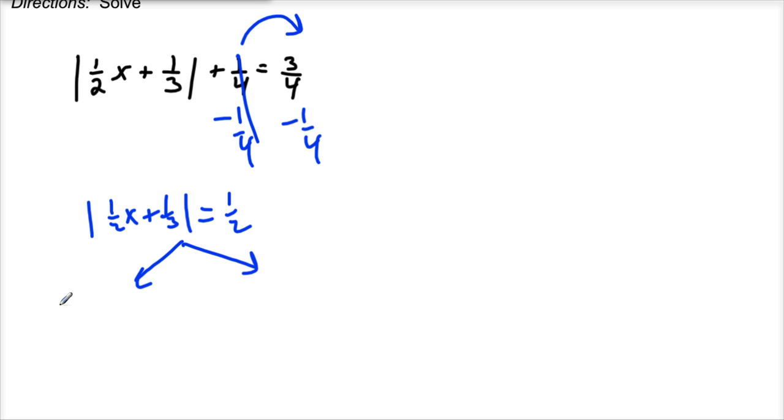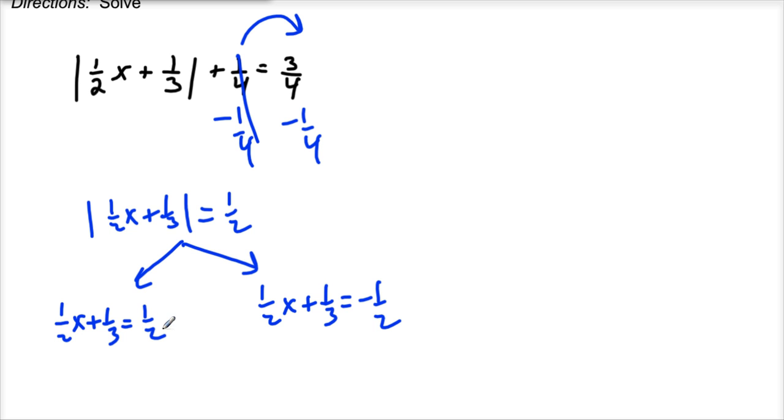One of them is going to be a half x plus a third equals a half. And the other one is going to be a half x plus a third equals negative a half. All right, and now we can go ahead and solve for x for both of these.